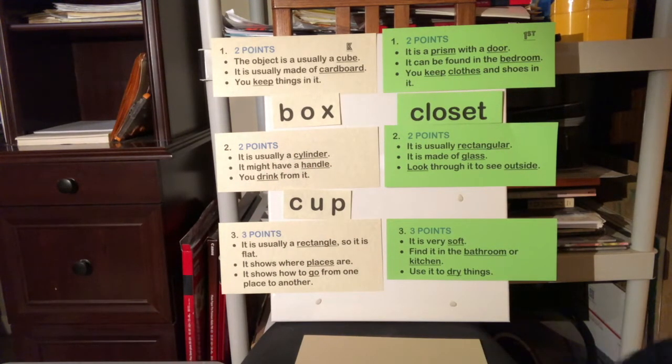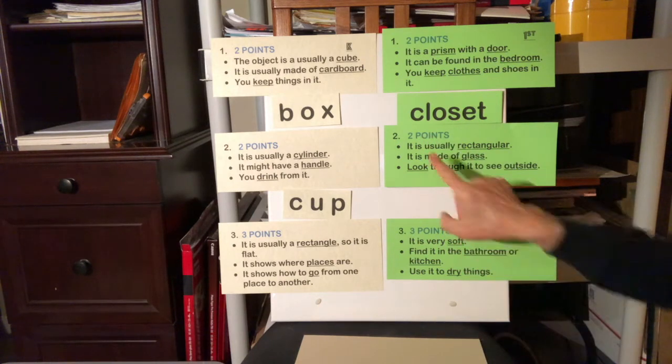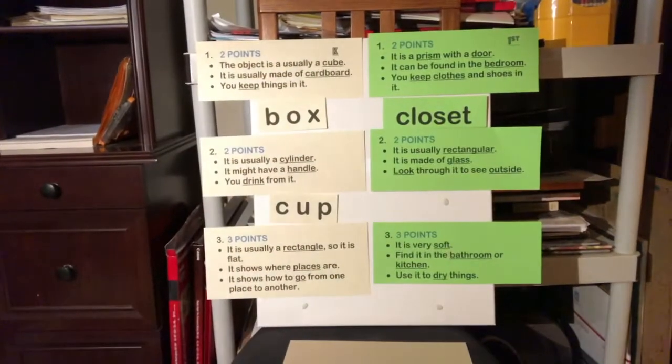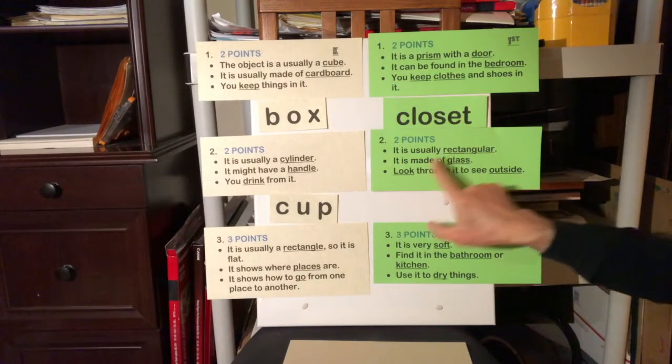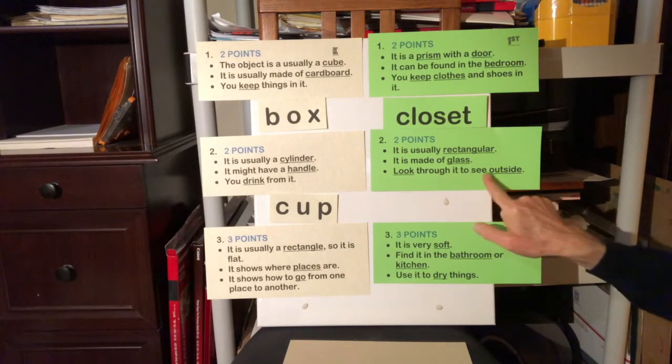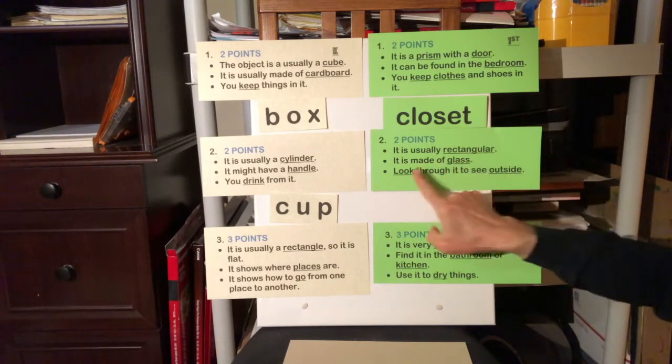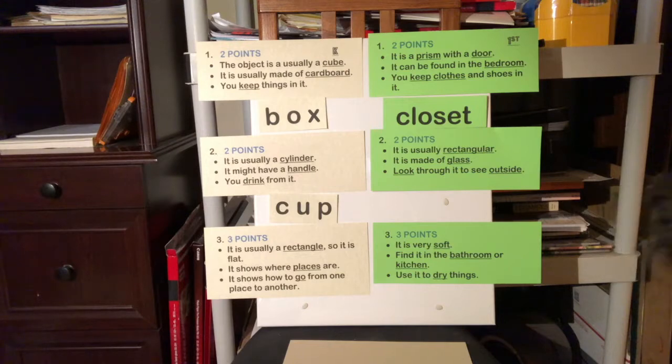Number 2 for the first graders, also worth 2 points. It is usually rectangular. Now wait a minute. If it's rectangular, that means it's flat, because a rectangle is flat. So you're not thinking of a solid shape this time. You're thinking of a plane shape, something that's flat. It is made of glass. Look through it to see outside. A rectangle made of glass that you can look through to see outside.